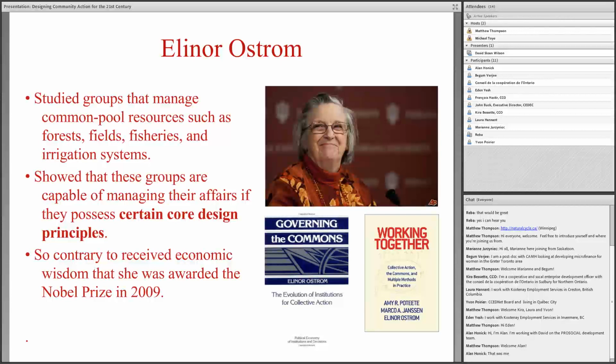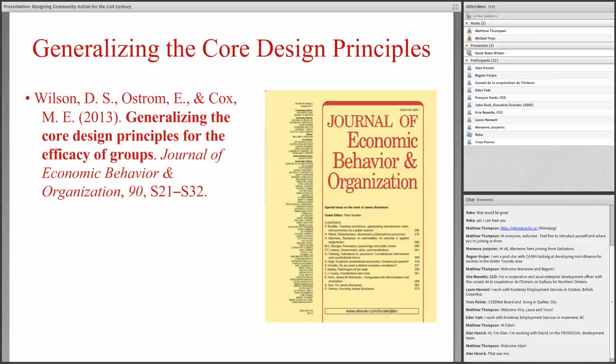And the idea that these groups can manage their resources was so against received economic wisdom that she was awarded the Nobel Prize in 2009. Economic wisdom held that the only way to avoid the tragedy of the commons was either to privatize the resource if possible, or to regulate it in a top-down fashion. So the fact that these groups were capable of functioning well and managing their own affairs, avoiding the tragedy of the commons, was so new that she won the Nobel Prize in 2009.